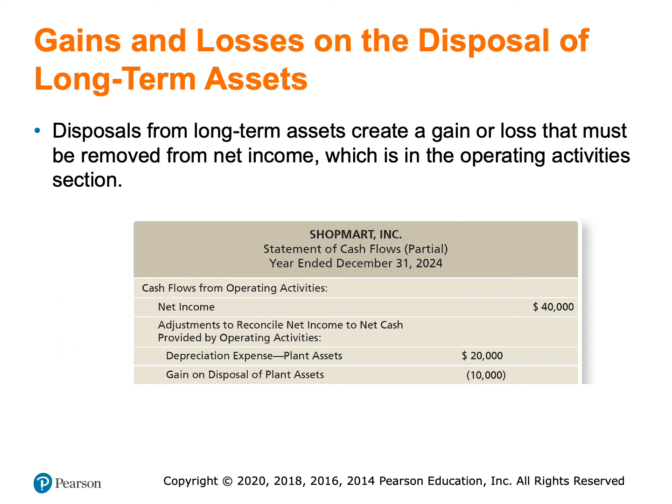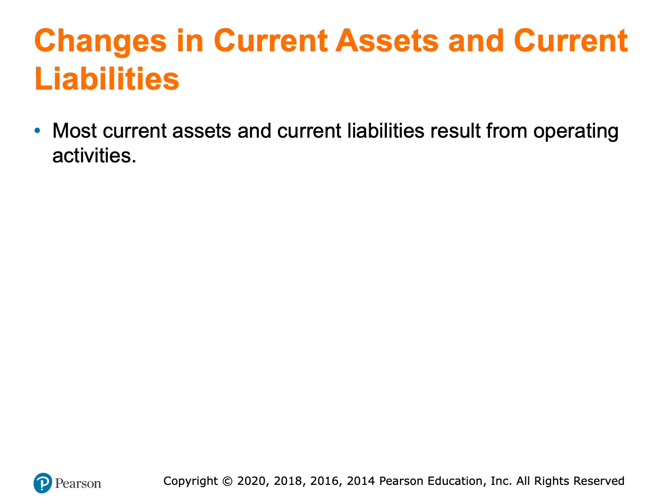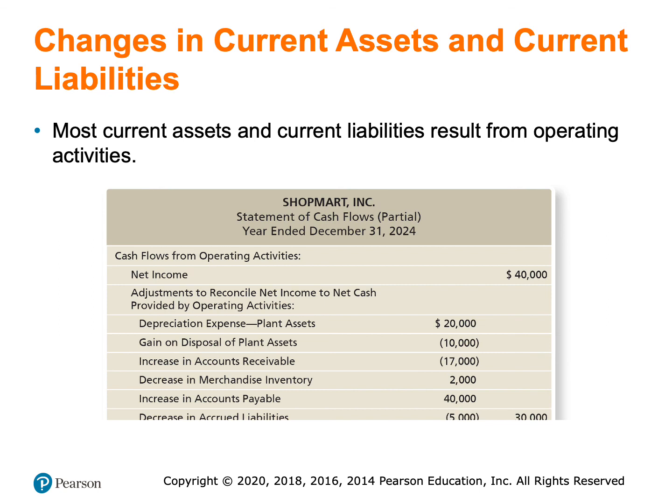Now I'm going to skip over to my balance sheet. I'm going to start with the current assets, skip cash, and go to the next current asset. The next current asset I see is accounts receivable went up, it increased, so I'm going to subtract that 17,000. I see that inventory went down, so I want to add that 4,000. Then I look at my current liabilities. I see that accounts payable went up, so I'm going to add that 40,000. I see that accrued liabilities decreased, so I want to subtract that 5,000.